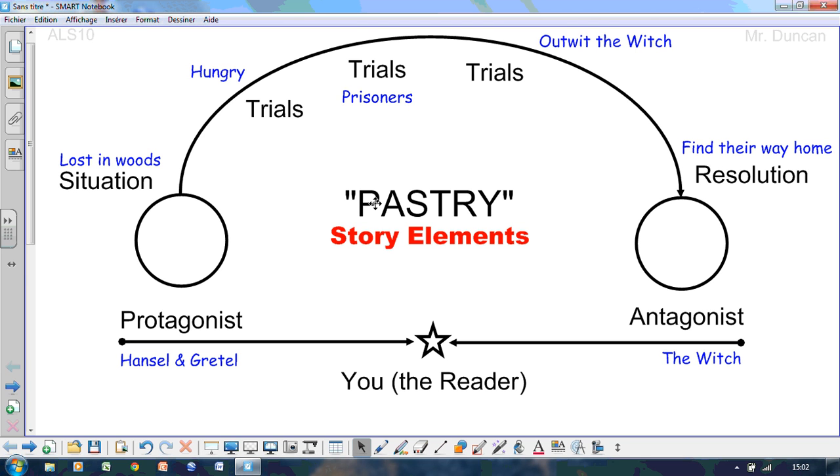So let's just review here. We've got a situation. Hansel and Gretel, brother and sister, lost in the woods, so hungry, eating the witch's cottage. They wind up becoming her prisoners because they made her mad. They wind up in a situation where one of them is going to be turned into a slave and the other one is going to be turned into some sort of goulash.